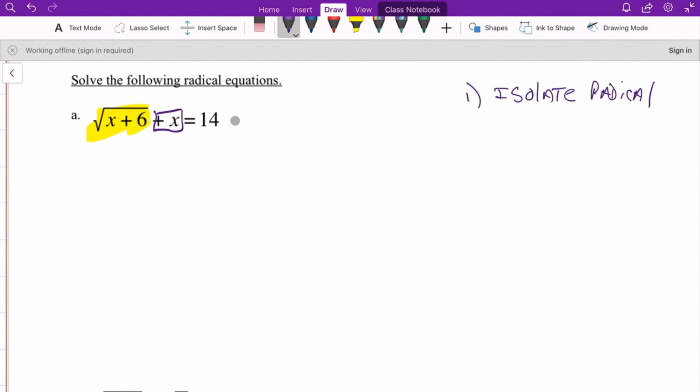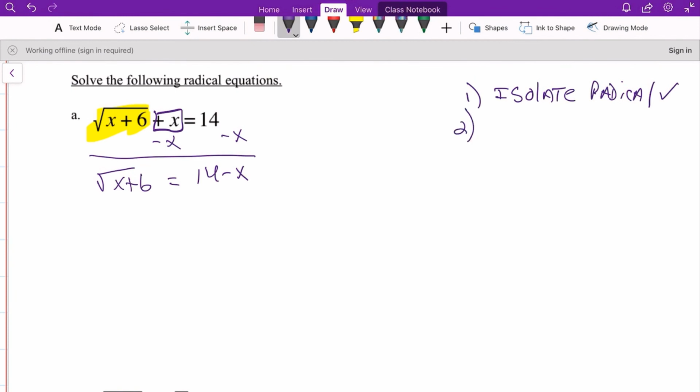And as you can see in the next example, we're not going to be able to do that entirely. But in this example we're working on here, we can. So I'm going to subtract x on both sides. All right, so we have the square root of x plus 6 equals 14 minus x. Step 1 is done, check.